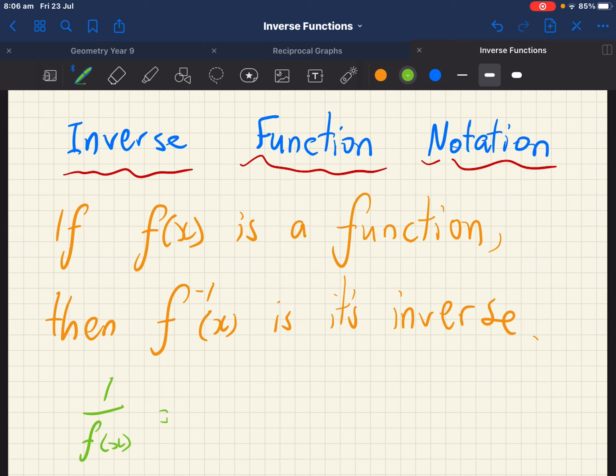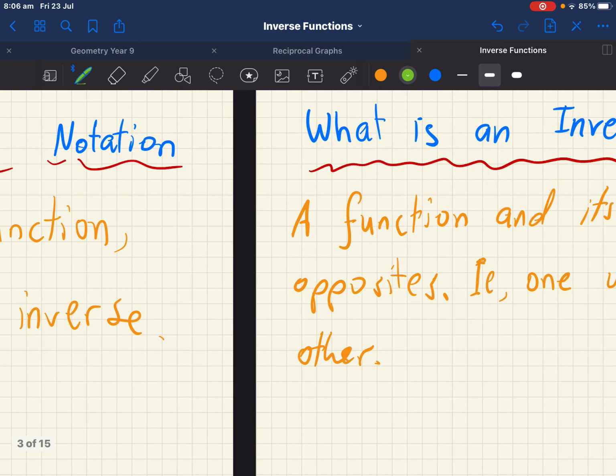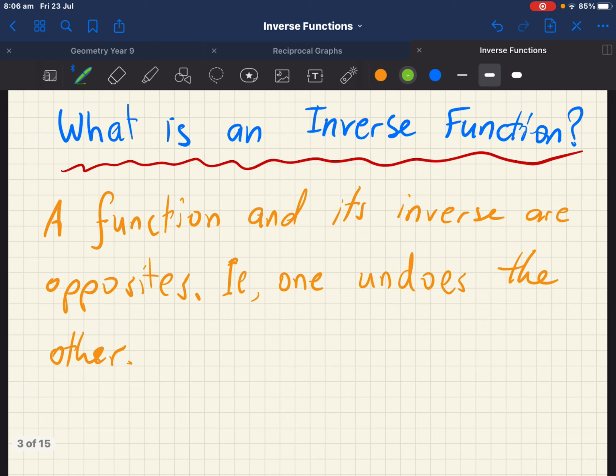In mathematics, the way we would normally write the reciprocal, 1 over f(x), has a minus 1 to the power. But if you write it the normal way like this, it just looks like the inverse. So we differentiate them. For the reciprocal, we would write it like that. That's the reciprocal of f(x), whereas right here is the way we'd write the inverse of f(x).